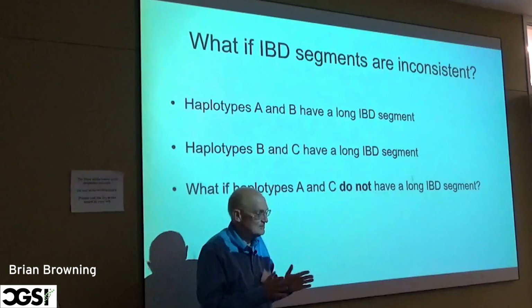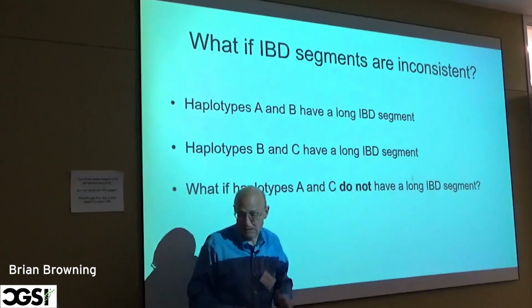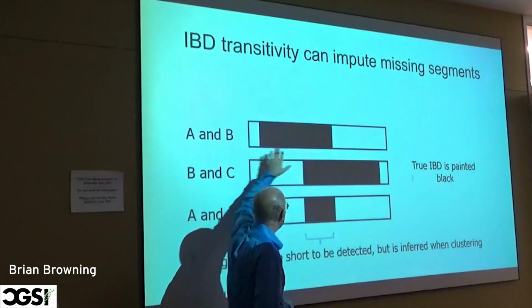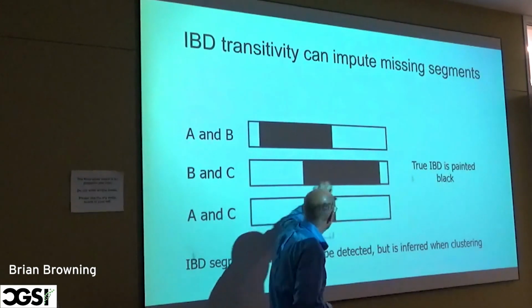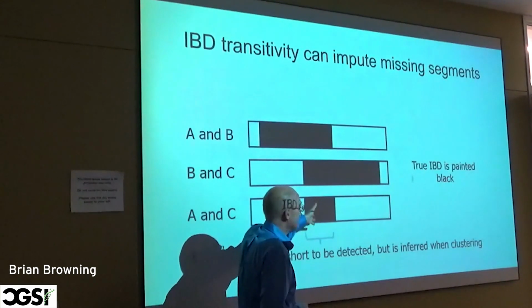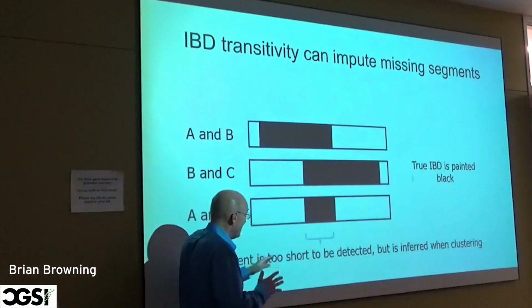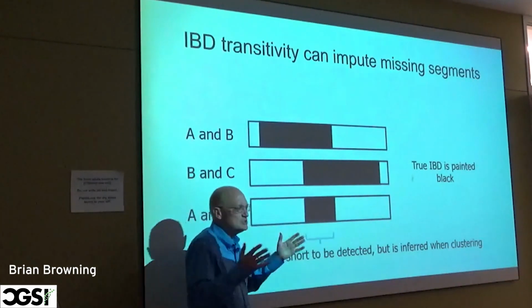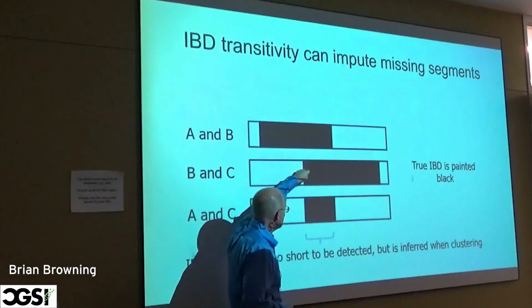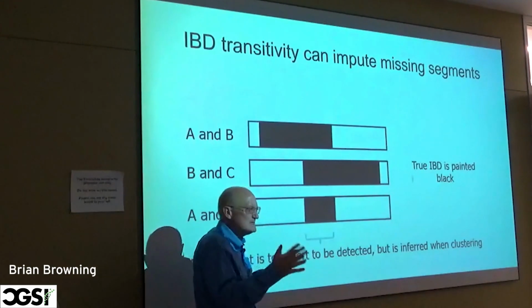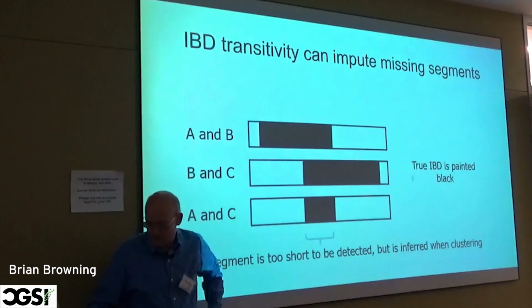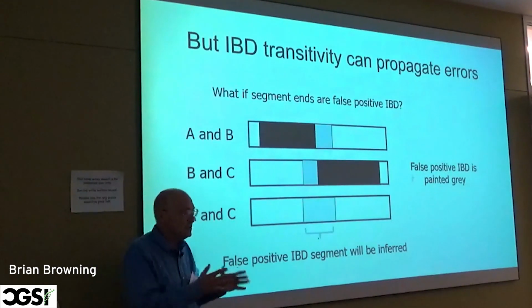You can think of two cases here, the case where everything is fine and the case where everything is not fine. Here's the good case. Well, A and B might have this black segment here, IBD, B and C might have this one. And in this region where they overlap, you will put haplotype C in the same cluster. And that's okay because this will be IBD by essentially transitivity of IBD. If haplotype A is IBD with B here and B is IBD with C here, then A and C will be. It's just like transitivity of equality.